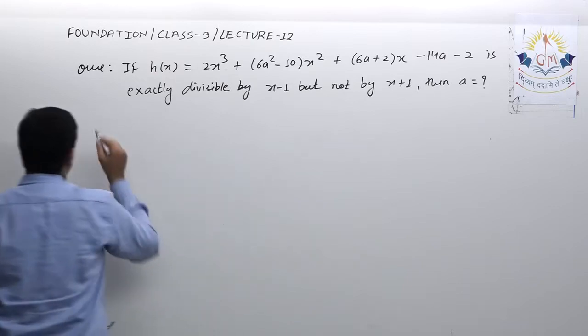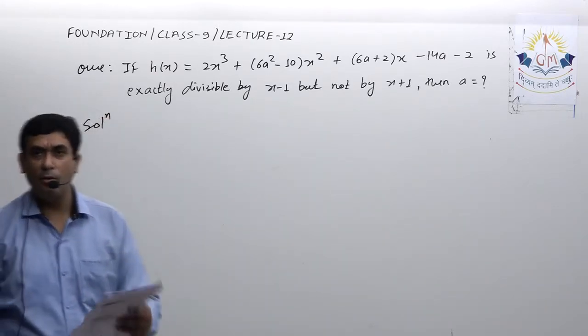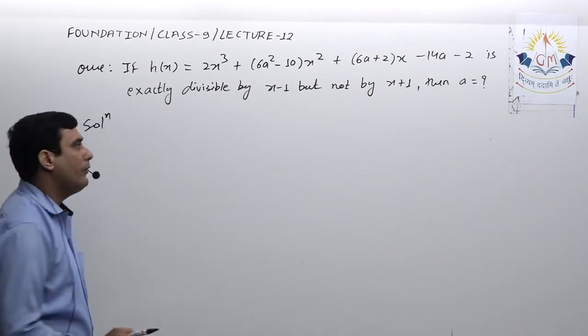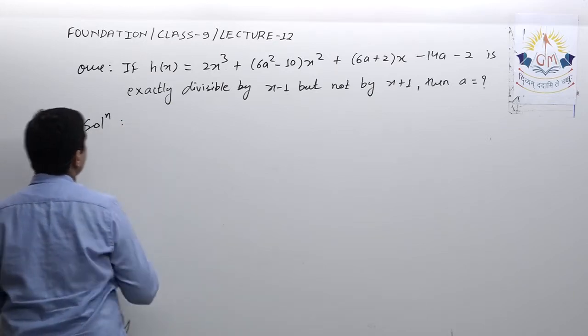Okay, it is given there is a polynomial h(x) which is divisible by x minus 1 but it is not divisible by x plus 1, then we have to find the value of a. So let us see how to solve this.